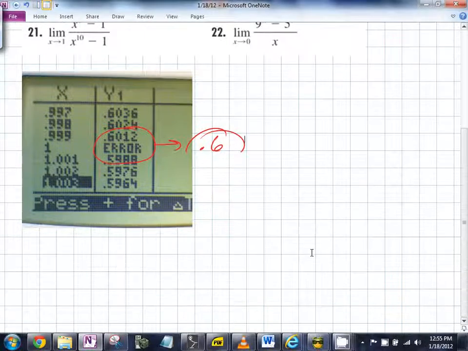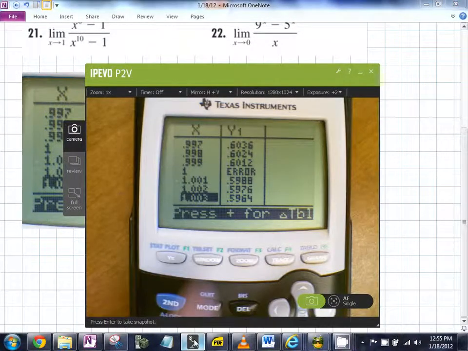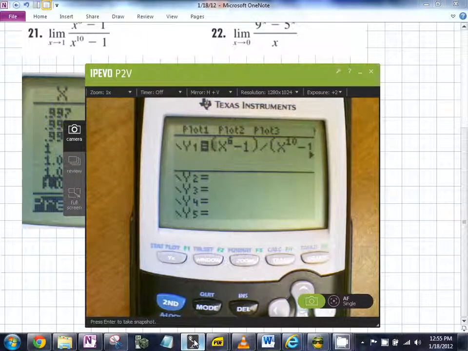So theoretically, you could graph this function. What's the hardest part about graphing this function? It is not typing it in. What's the hardest part about graphing this function? Finding the window that actually makes sense and gives you something useful, right? Now, we have an idea that the limit is about 0.6, right? So we want to stay around 0.6.